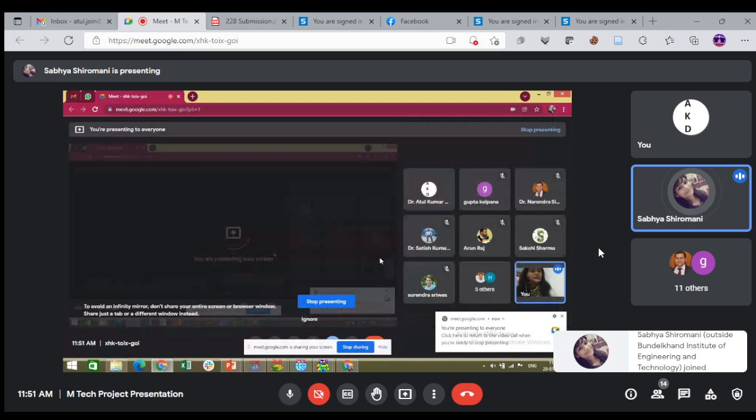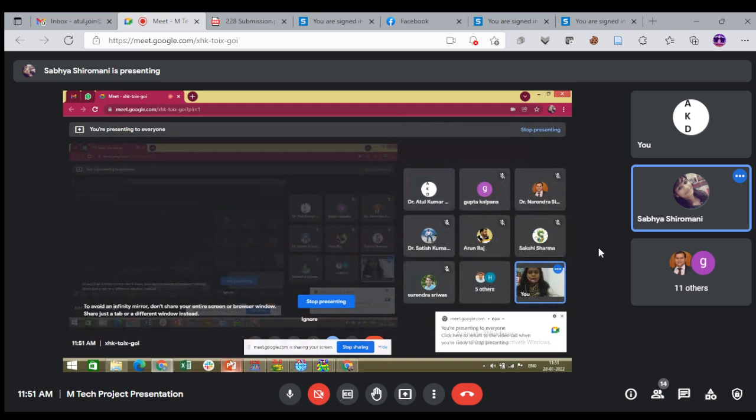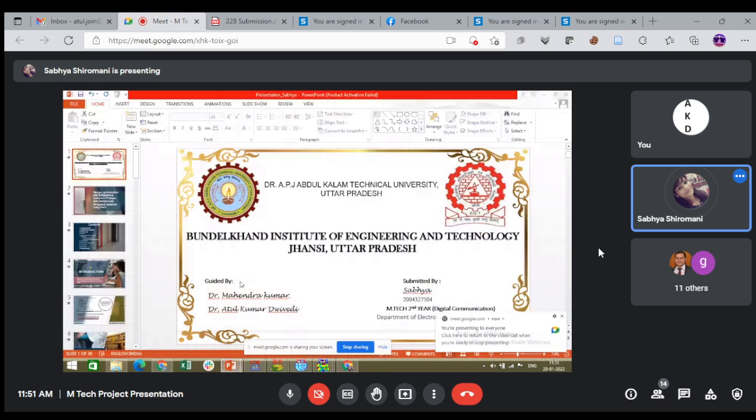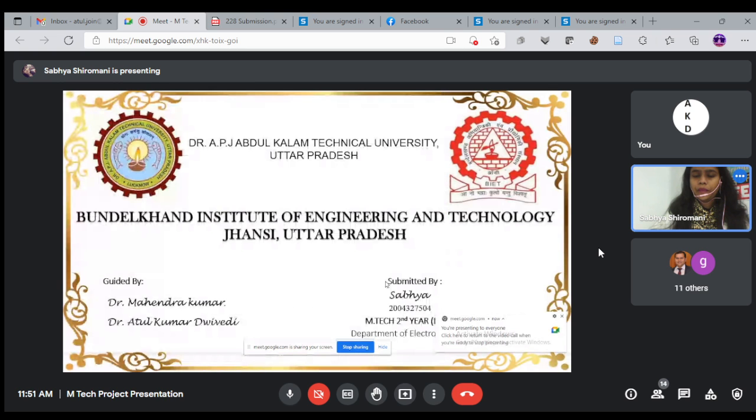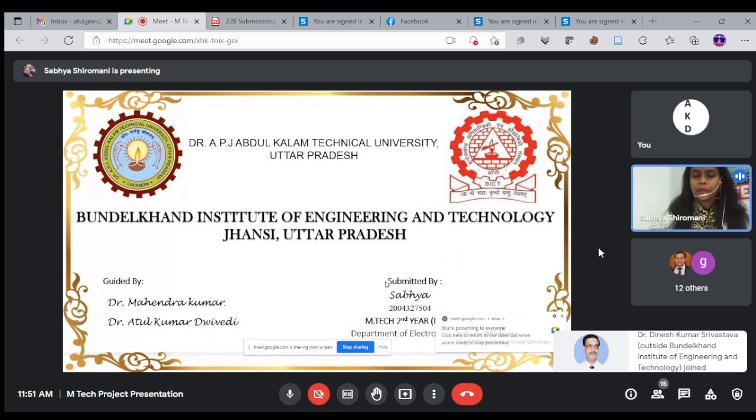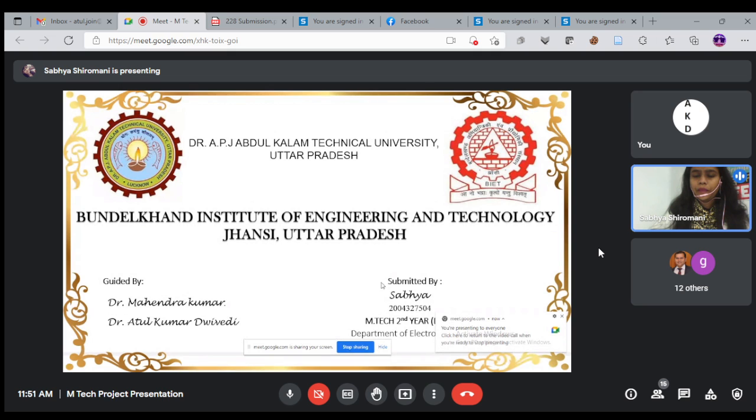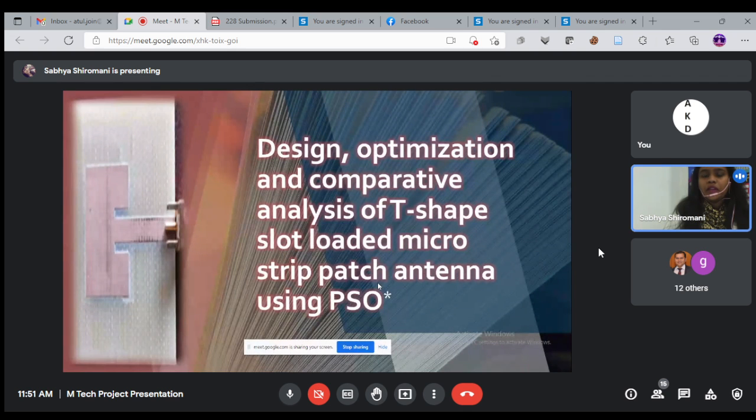Good afternoon, everyone. I am Sabina, student of MTech second year in digital communication. Here I am today to present my presentation, which is guided by Dr. Mahendra Kumar and Dr. Atul Kumar Dwivedi, on the topic design and optimization, as well as the comparative analysis of the T-shaped slot loaded microstrip patch antenna using particle swarm optimization.